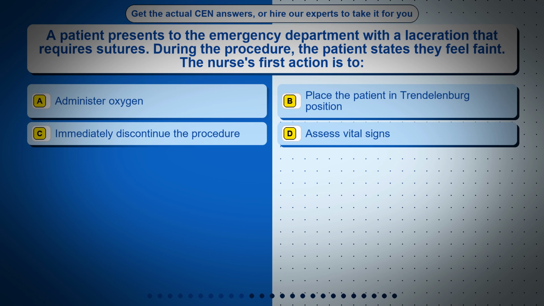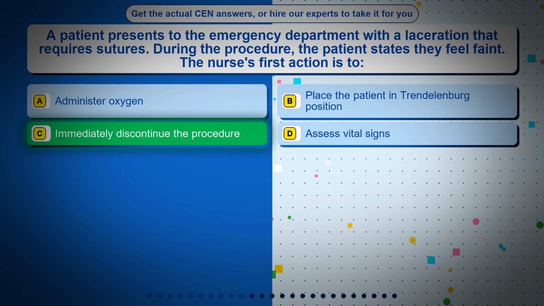Question 10. A patient presents to the emergency department with a laceration that requires sutures. During the procedure, the patient states they feel faint. The nurse's first action is to: Option A, administer oxygen. Option B, place the patient in Trendelenburg position. Option C, immediately discontinue the procedure. Option D, assess vital signs.